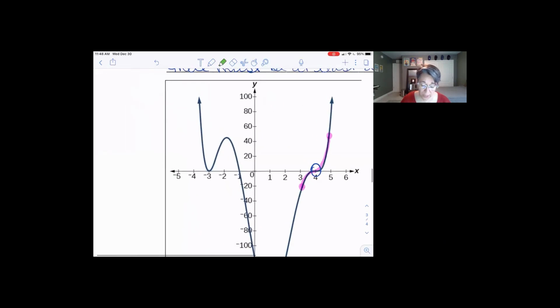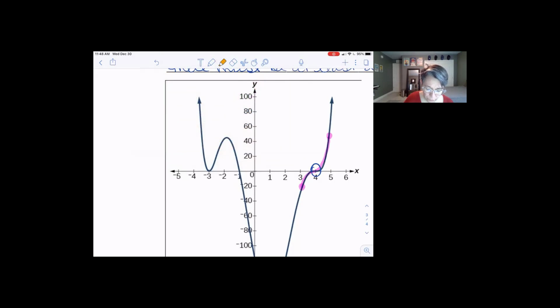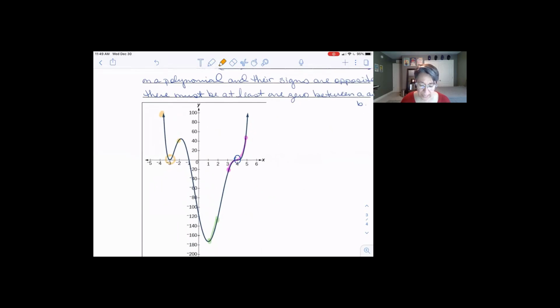If we go over here, let's take a look at -4 would be somewhere up here that's positive. -2 is also positive, but notice there is a 0 in between. So one of the things that I wanted you guys to understand in this theorem is if the signs of the y values change, that means it had to cross the 0 somewhere in between. If they don't change, it doesn't tell us anything.